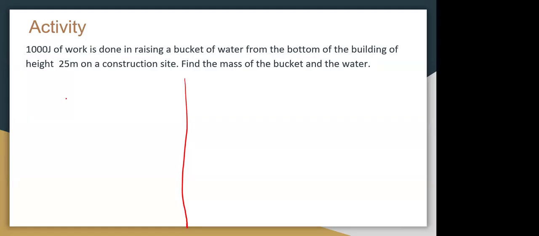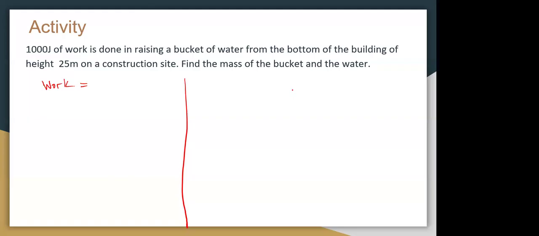Now here, Kwagala, can you first tell us the formula? Work is given by? Yes? Bethany, Kwagala, I think she dropped off.